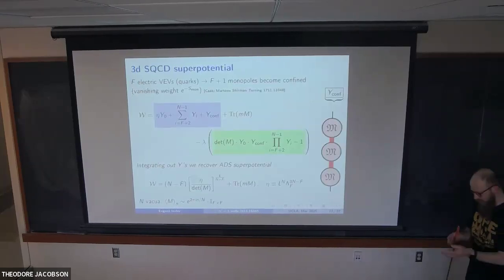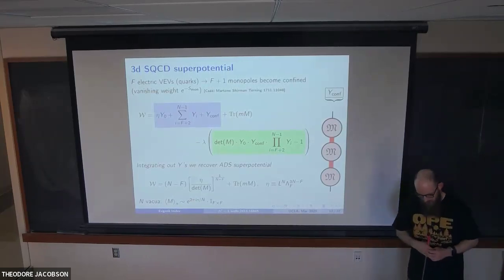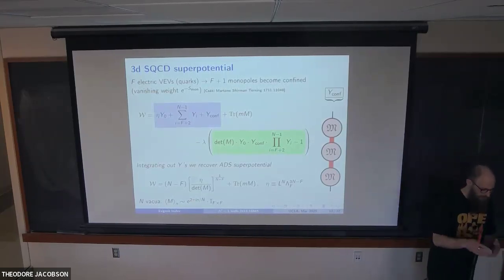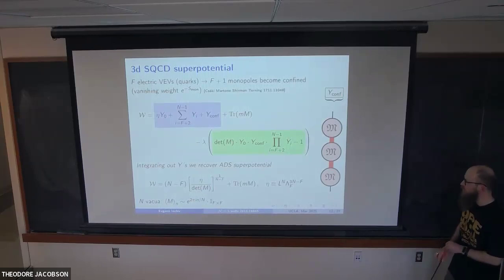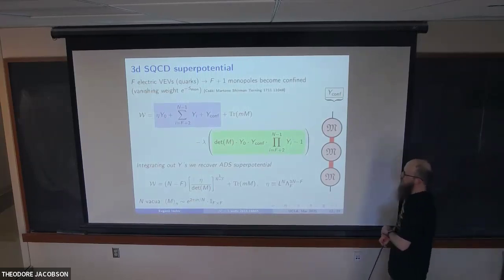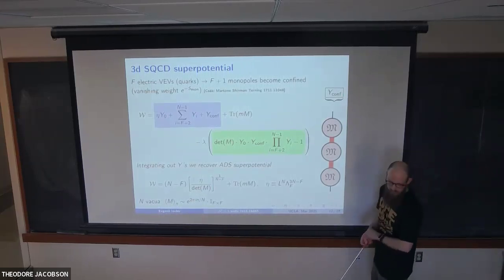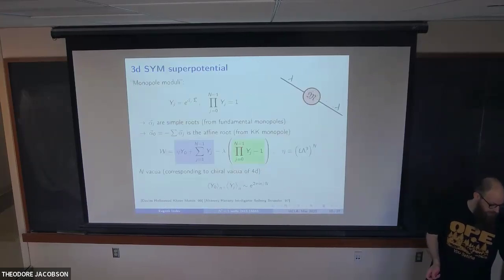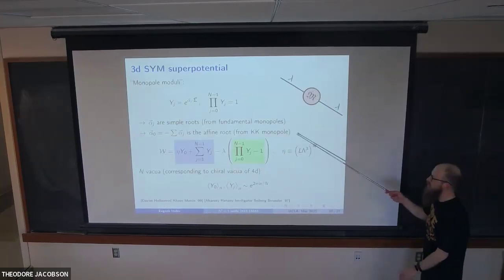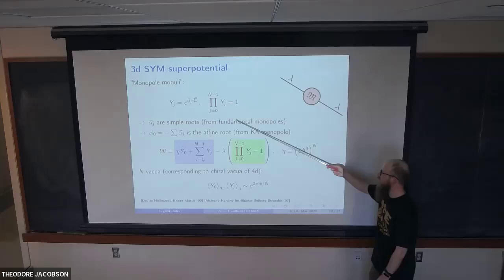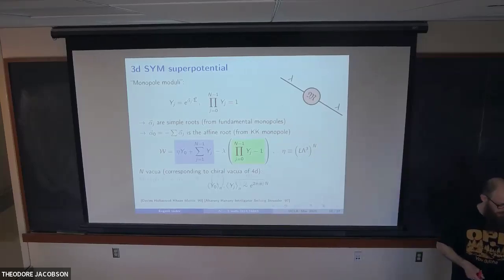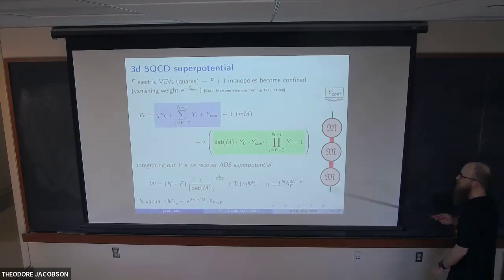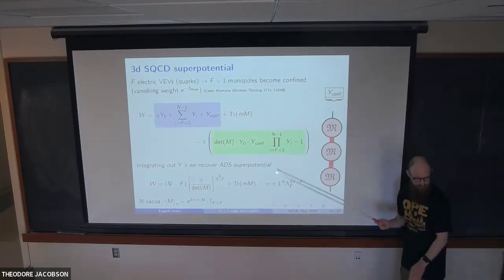So okay, then you might ask yourself, what if I add some number of flavors of quarks? So not N quarks, not 0 quarks, but some intermediate number. Okay, and to understand what's going on, remember I told you that if you have no quarks, you have that many monopoles, and these monopoles generate the superpotential. Okay, what happens if you add quarks?